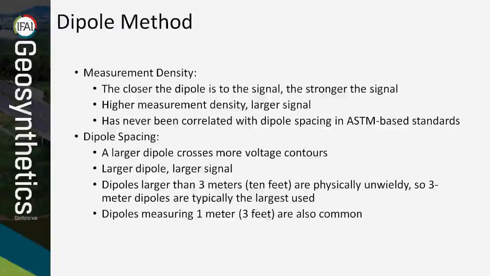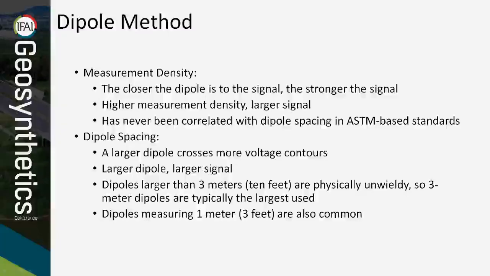Both the measurement density and the dipole spacing affect the leak detection sensitivity. For measurement density, the closer the dipole is to the signal, the stronger the signal is going to be. So if you have a higher measurement density, you will get a larger signal. It's never been correlated with dipole spacing in any of the ASTM-based standards. For dipole spacing, a larger dipole crosses more voltage contours, so you're going to get a larger voltage reading with a larger dipole, i.e. a larger signal.